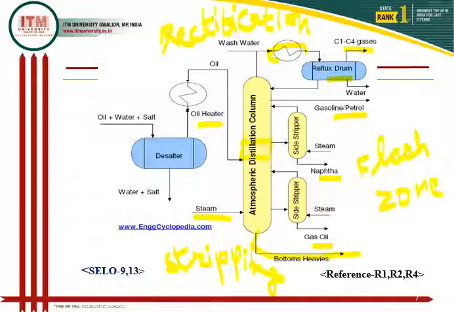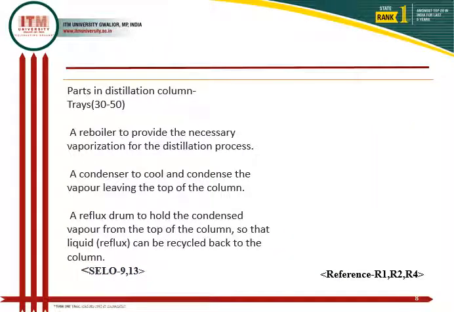So how many trays are there in the distillation column? Almost 30 to 50 trays are there, which can separate the lighter fractions. So as I have said, you have understood in the diagram, there are 30 to 50 trays in the distillation column. The reboiler provides the necessary vaporization for the distillation process.